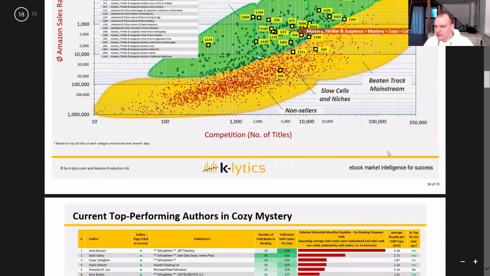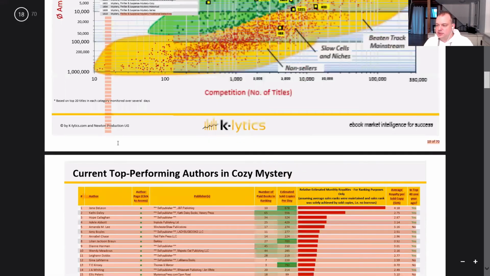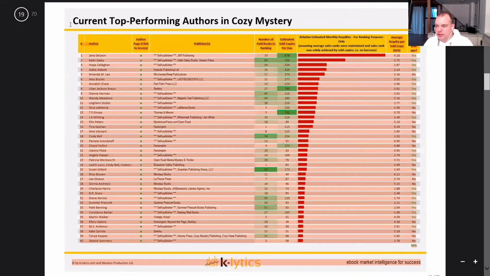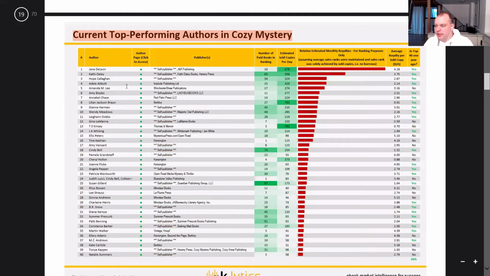But the one interesting thing is, we started looking at the top performing authors here in cozy mystery. Then you start ranking these authors. First of all, you see whether it is traditional publishers or self-publishers. And then we started adding this analysis: was that author already in that list when we did it a year ago? And you see here, yes, yes, yes, yes, yes, yes, yes, yes, no, no, no.